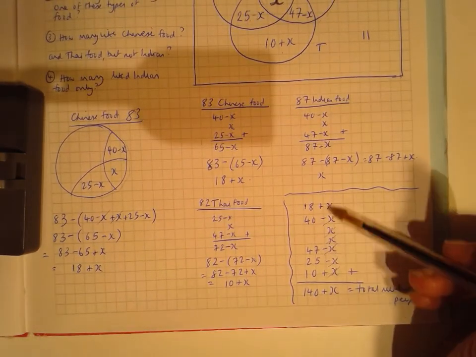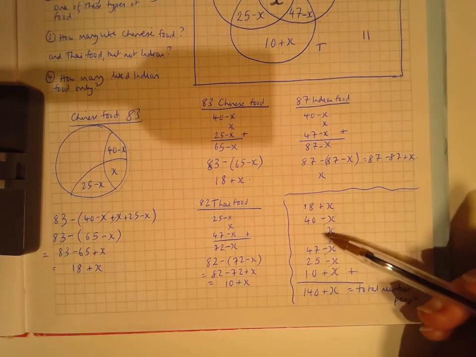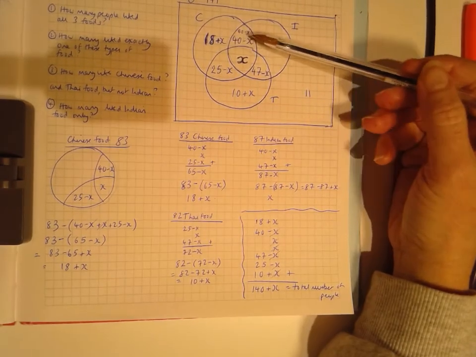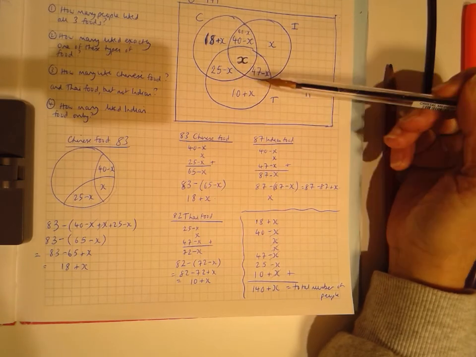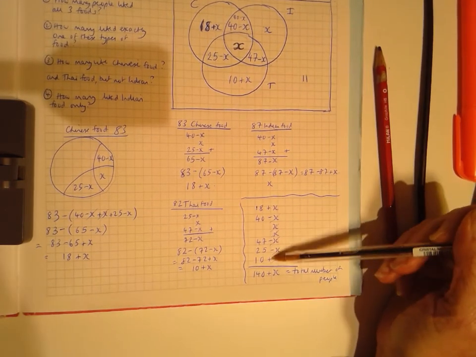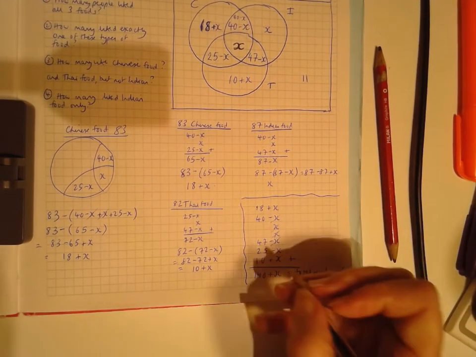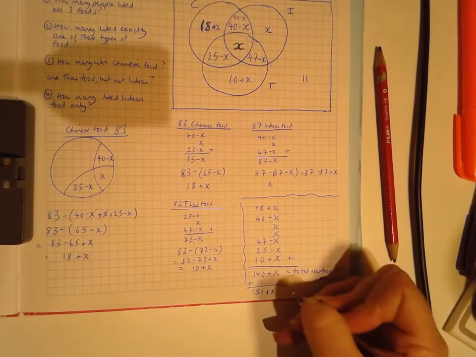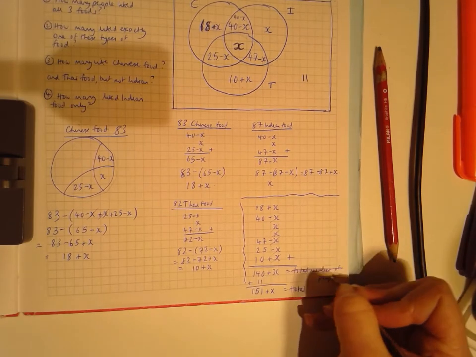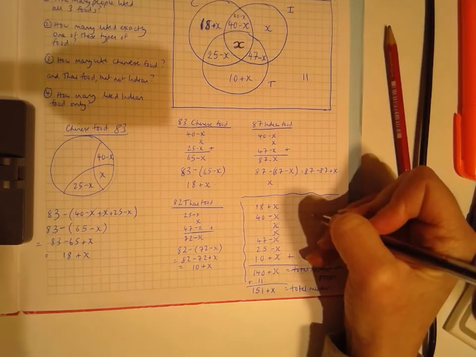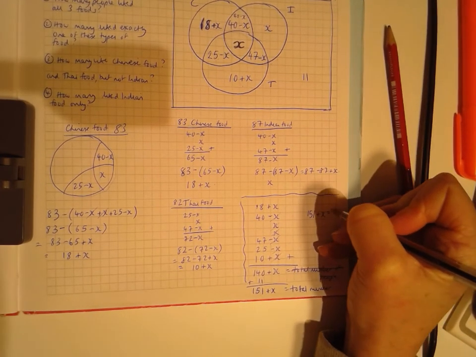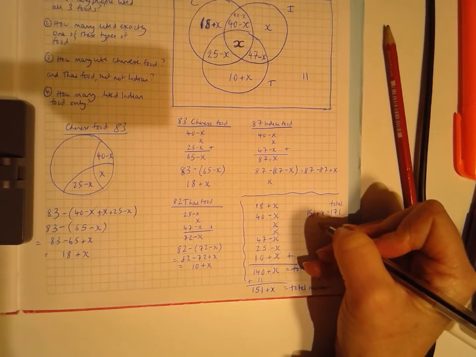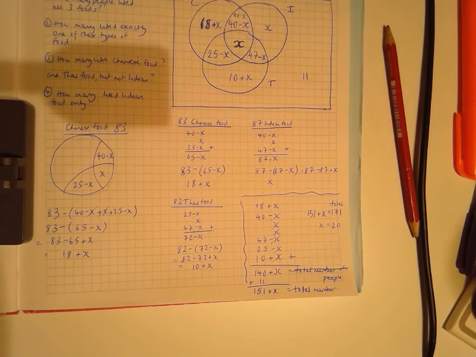So there's the list of the adding up. 18 plus x, 40 minus x, x, x, 25 minus x, 47 minus x, and 10 plus x. I've added them all up here, all the different sections, plus, of course, my 11. So plus the 11 who didn't like anything, so I've got 151 plus x equals the total. Okay, so I know that 151 plus x must equal 171 because there's a total of 171 people. So x must be 20 people, the difference between 171 and 151.